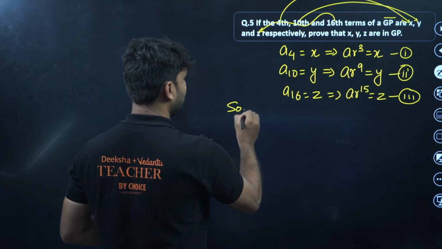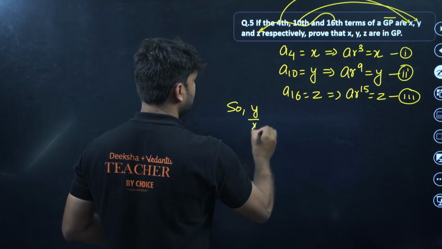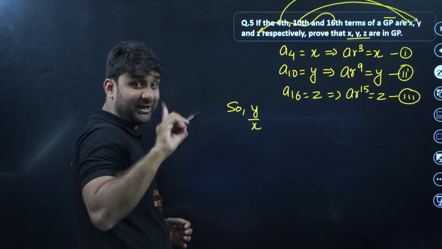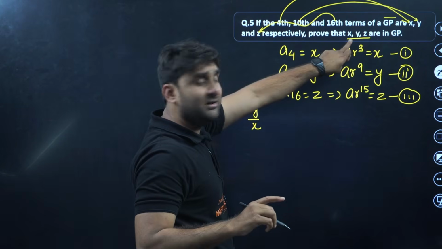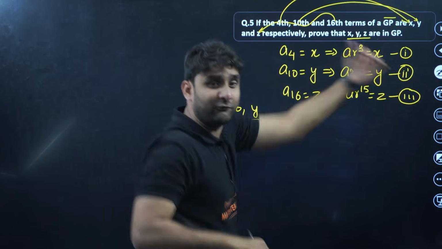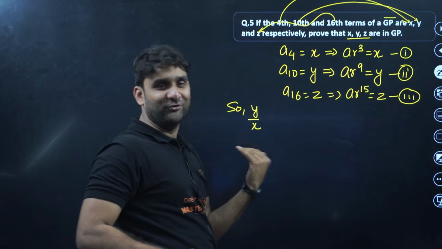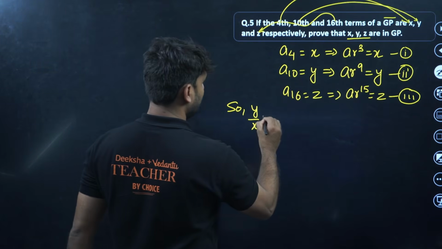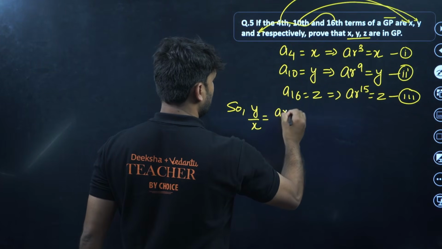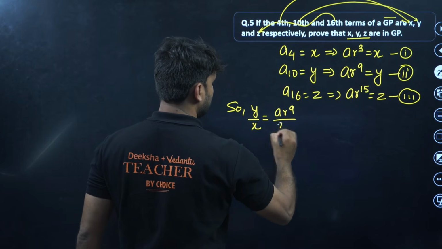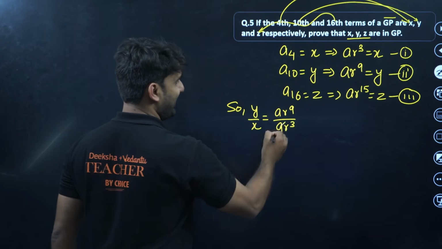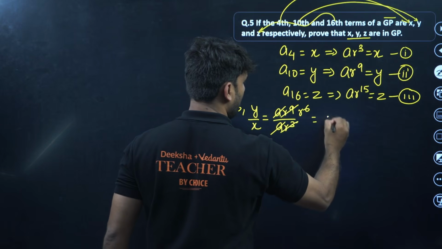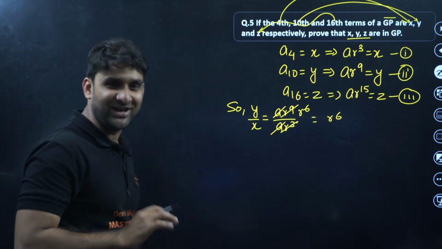So let's find out y by x, because x, y, z are written in sequence. Not x by y. Always divide the succeeding value by the preceding value. So always write y by x. So y we have is a r to power 9 and this is a r to power 3. A will be cancelled and r to power 9 divided by r to power 3 will be r to power 6.